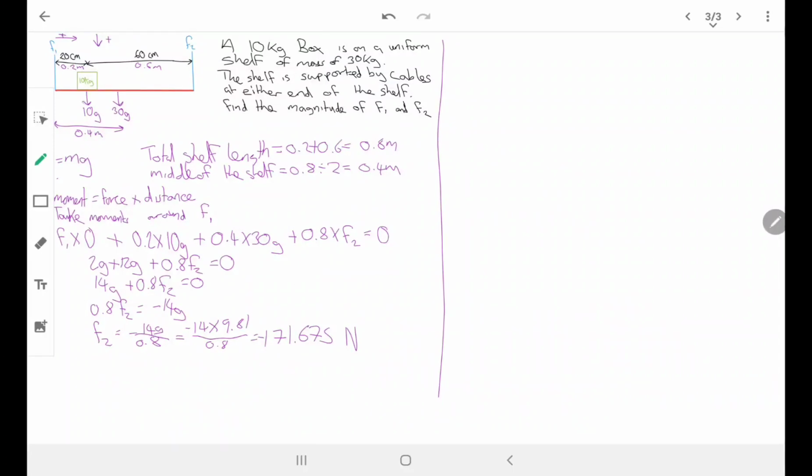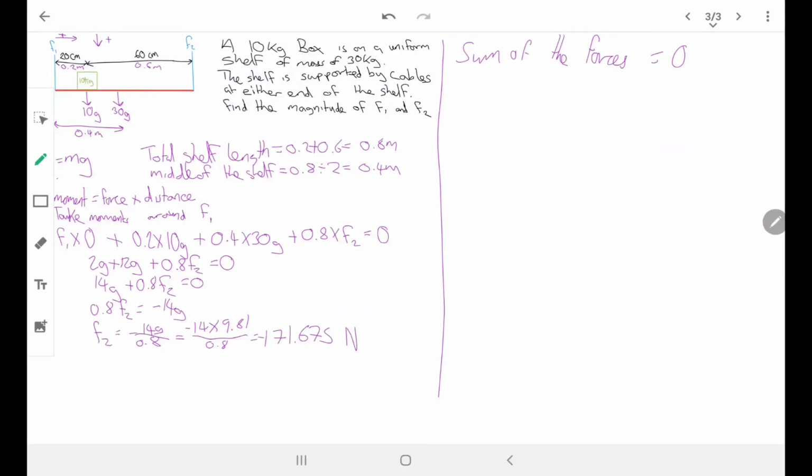So there's a couple of ways we can go about working out what F1 is. We could take moments around F2. But another way is the sum of the forces equals 0. So this is where the shelf is not moving, it's not accelerating, it is stationary. Well, I'd hope so, at least, otherwise the box isn't going to stay on the shelf very long, and therefore the sum of the forces is 0.